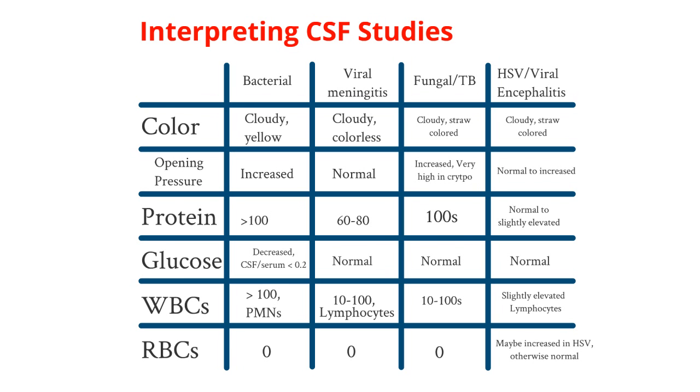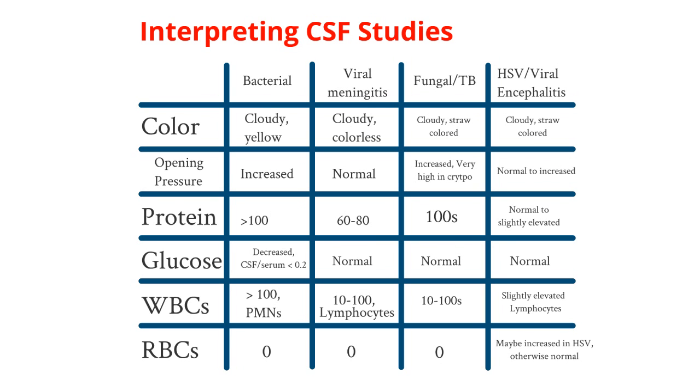There should not be RBCs present as well, so that should be a common feature among your bacterial, viral, and fungal/TB meningitis. Now, HSV/viral encephalitis will have a similar appearance to fungal/TB meningitis in terms of the CSF fluid. You get cloudy and straw-colored fluid. The opening pressure can be normal to slightly increased, with also a normal to slightly elevated protein level. The glucose remains normal, and the WBCs are generally also slightly elevated with a lymphocytic predominance.